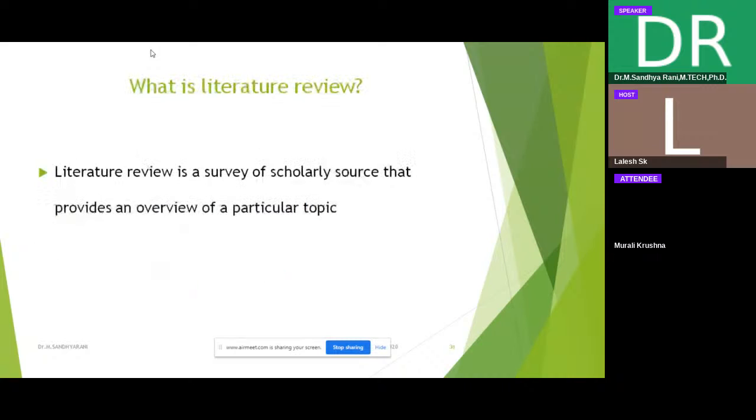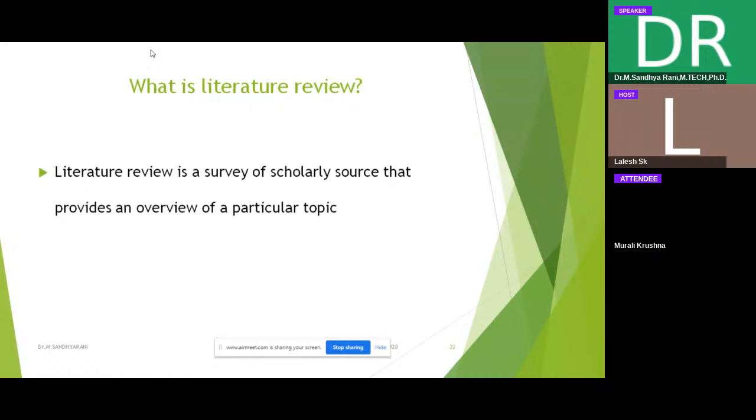What is a literature review? A literature review is a survey of scholarly sources that provides an overview of a particular topic. A literature review is definitely very time consuming in nature, but at the same time it gives you the ways of the study. That is why it is very luminous in nature.